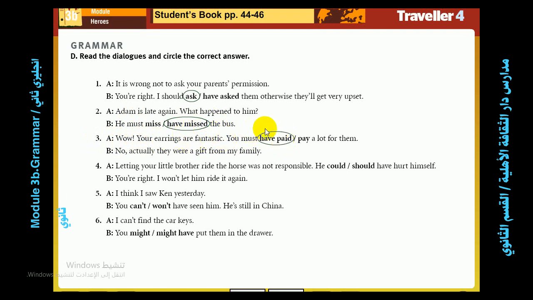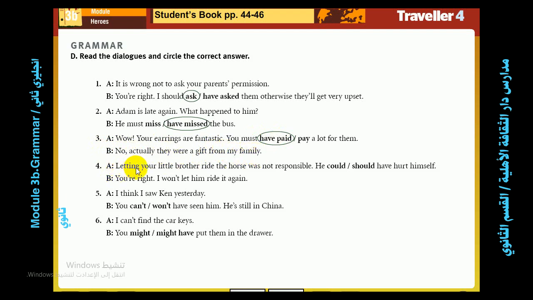So, the earrings are fantastic or wonderful. That's why I am giving a deduction about their price, and I think you must have paid a lot for them. So I think they cost a lot. Okay, now no, actually they were a gift from my family.